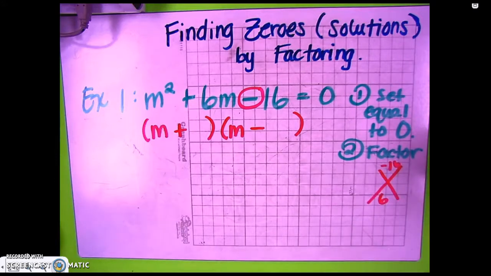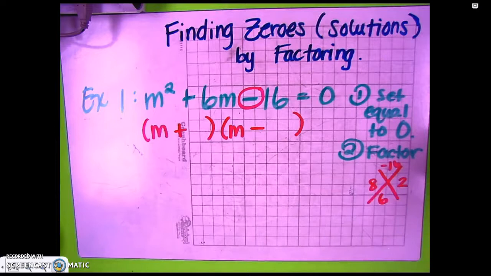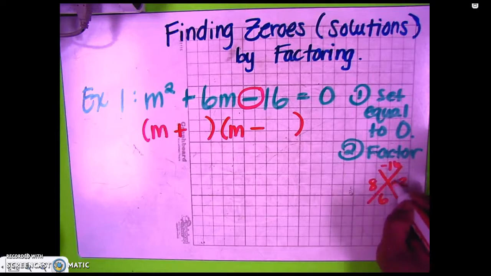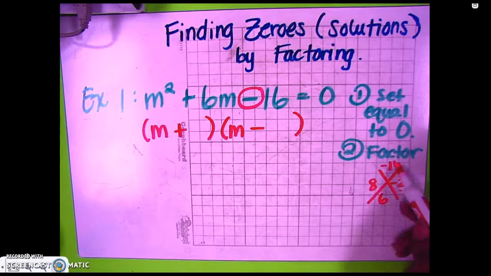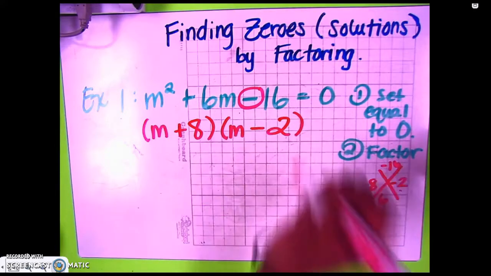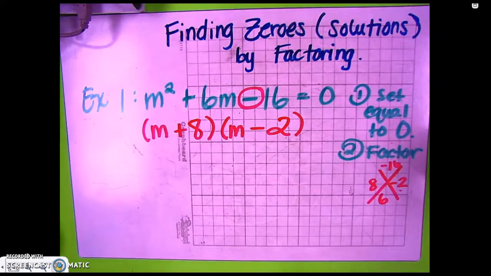Factors of 16 are 8 and 2. The larger number goes with the first sign, so that would be a positive 8 and a negative 2. 8 times negative 2 is negative 16, and 8 plus a negative 2 is 6. So 8 goes here, 2 goes here. So that's the basic factoring.